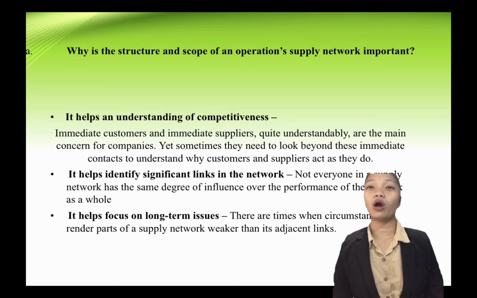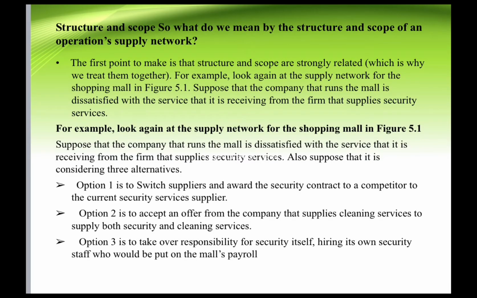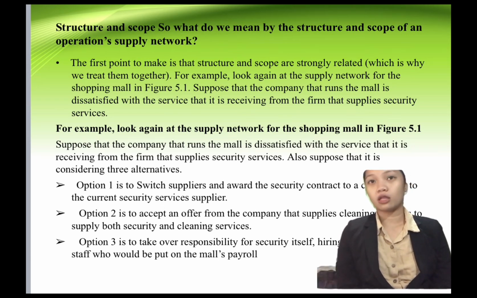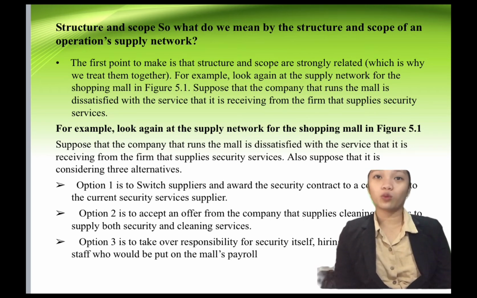It helps focus on long-term issues. There are times when circumstances render parts of a supply network weaker than its adjacent links. Structure and scope. So what do we mean by the structure and scope of an operation's supply network? The first point to make is that structure and scope are strongly related, which is why we treat them together.